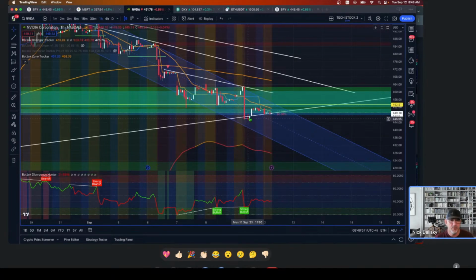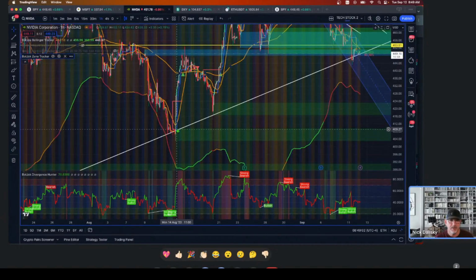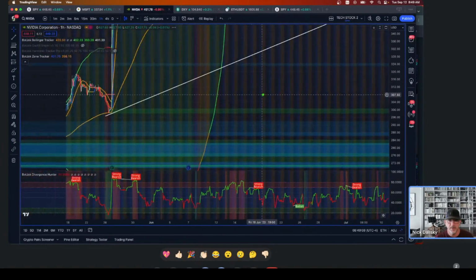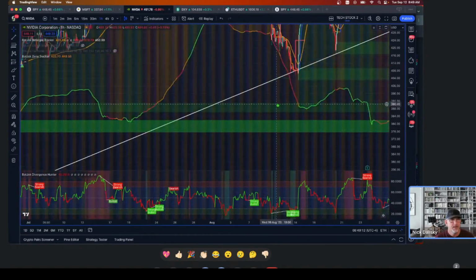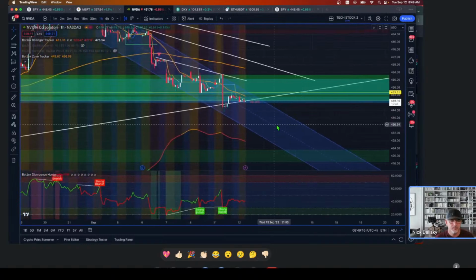We did find some support on the lower line that we drew. So this line was just brought from this level of support, and then I think way back here is where we started it. Yeah, so that's likely why we're getting a little bit of a bounce on NVIDIA.